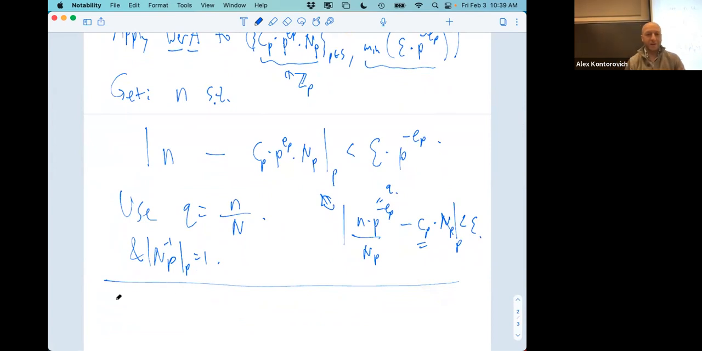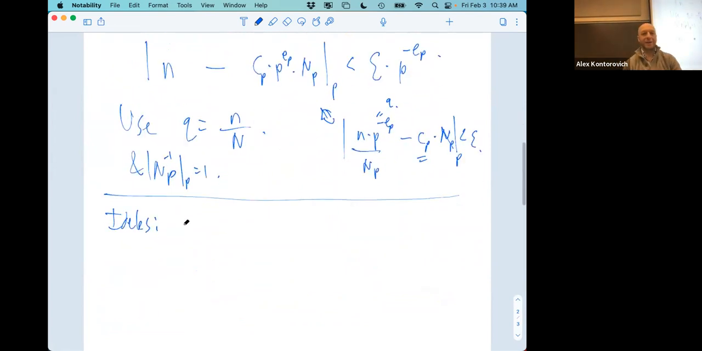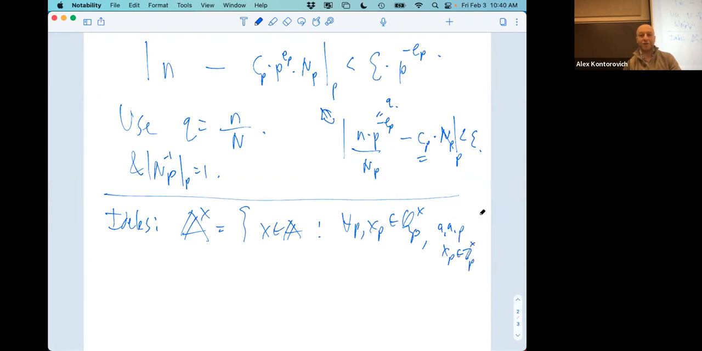Then I also wanted to, we talked about ideles. So this is still review. We talked about the ideles, which is the multiplicative ideles. So this is the set of X in the ideles so that for all P, XP is in QP cross, in other words, just not 0. And for almost all P, that XP is actually in ZP cross.